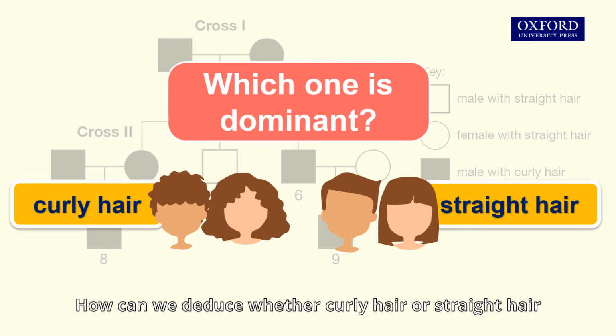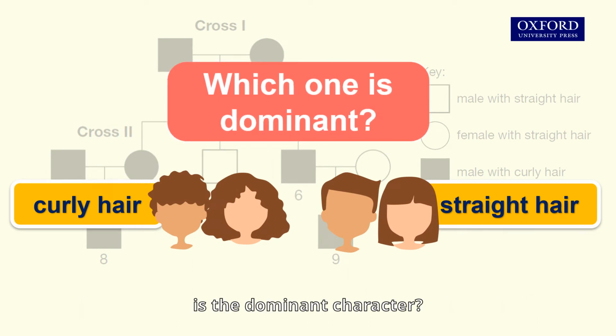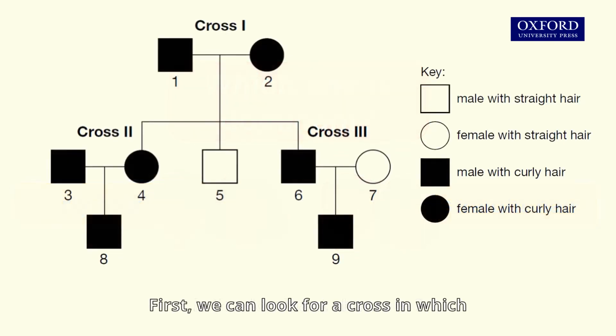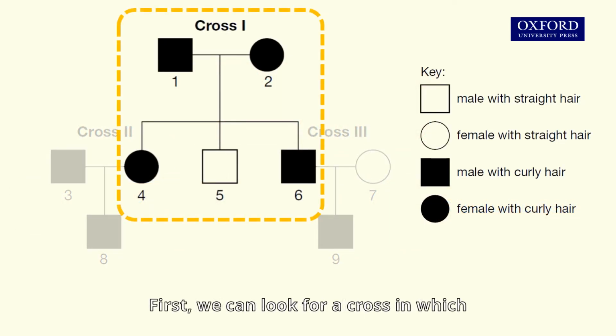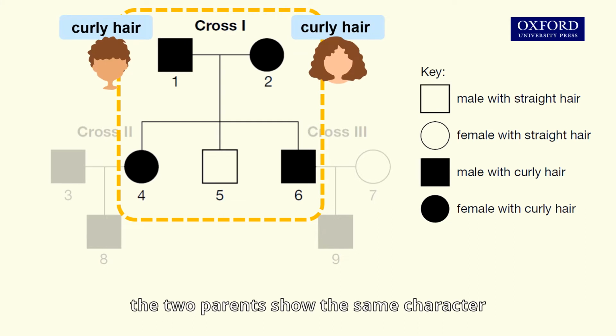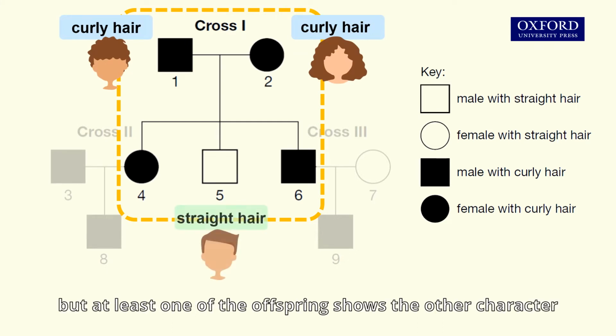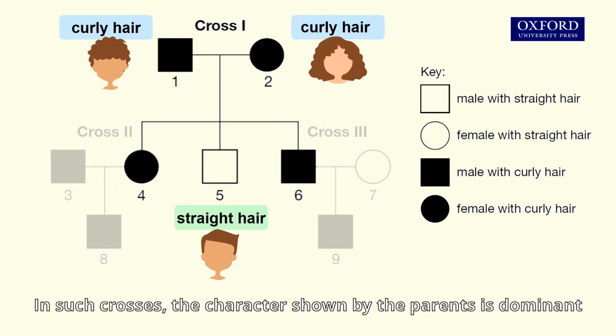How can we deduce whether curly hair or straight hair is the dominant character? First, we can look for a cross in which the two parents show the same character, but at least one of the offspring shows the other character. In such crosses, the character shown by the parents is dominant.